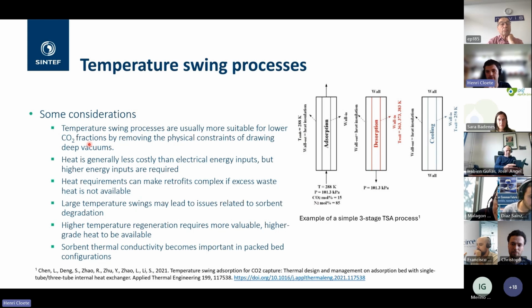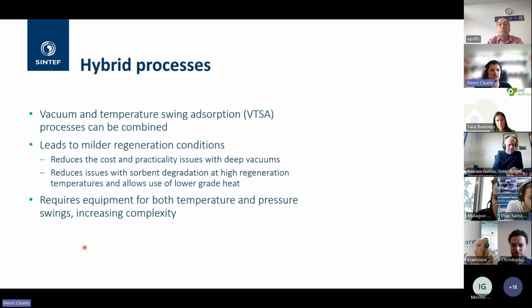But then if you have waste heat available at a suitable temperature, that can be quite a good approach to do. If you have to do large temperature swings, you can have issues related to solvent degradation. And then also if you need higher temperature swings, you need your heat at a higher temperature where there might not be waste heat available at a high enough temperature to do that. And then, as I mentioned, the solvent thermal conductivity becomes more important for packed bed configurations.